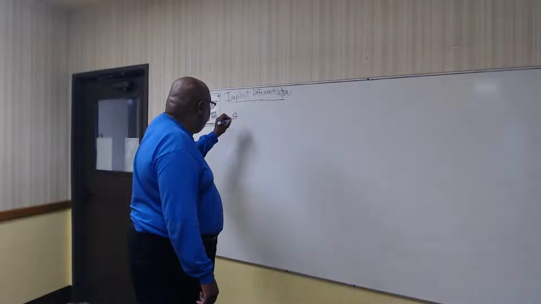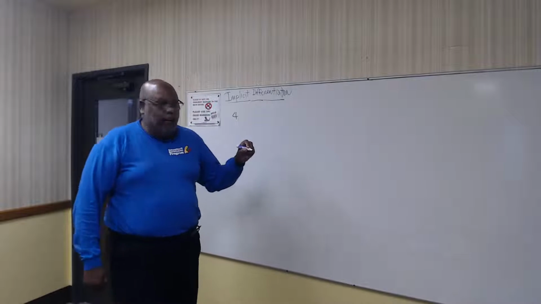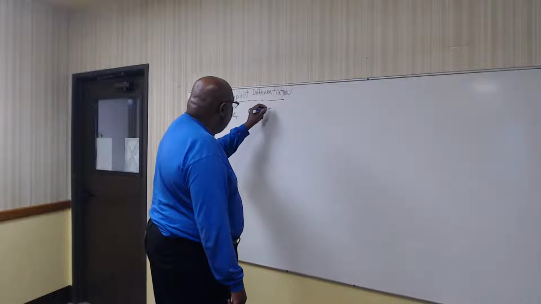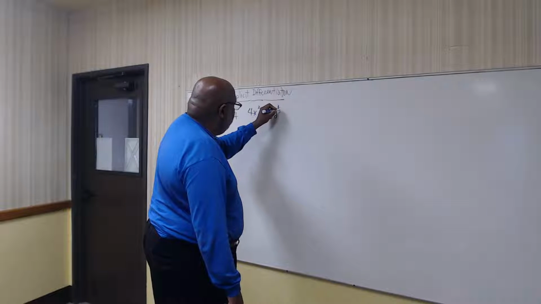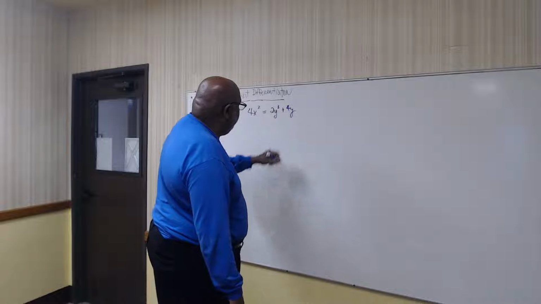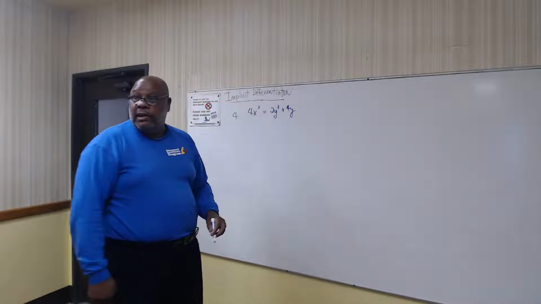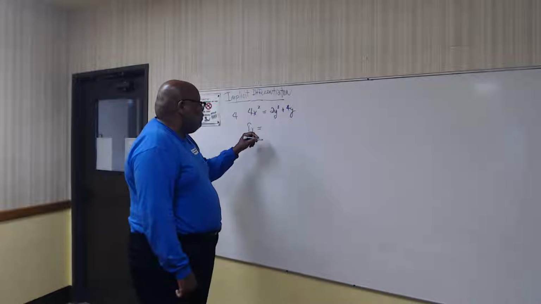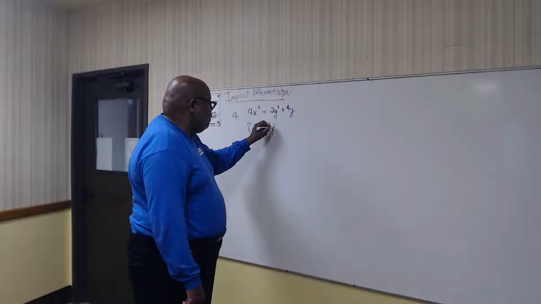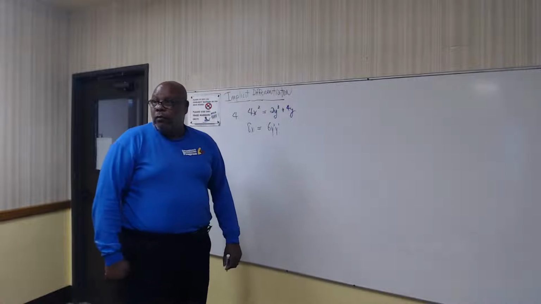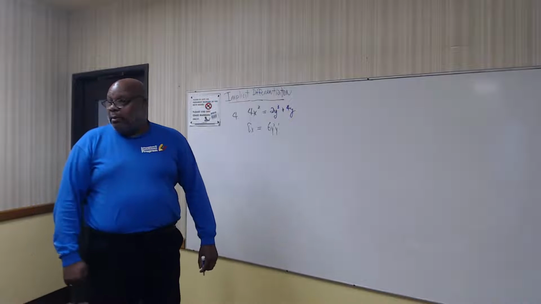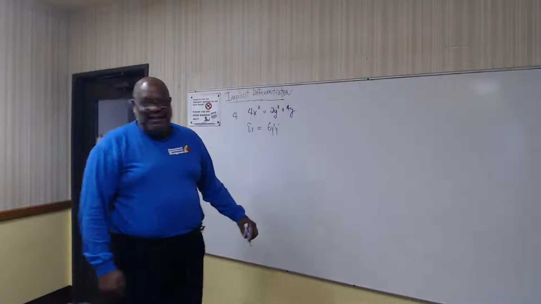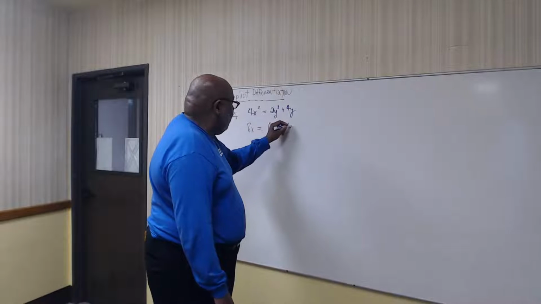What's number 4? 4x squared equals 2y cubed plus 4y. All right, that's a good one too. It's very similar to the last one. So this is 8x equals 6y squared y prime. Right? That time I remembered the 2 there. Plus 4y prime.